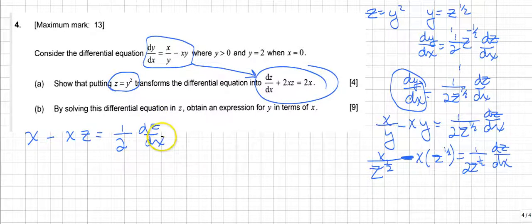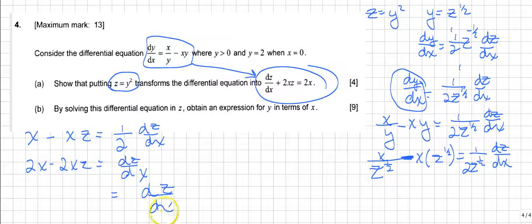And lastly, I'm going to multiply through by 2 and get 2x minus 2xz equals dz dx. And I pretty much have what they wanted me to get, except I have to rearrange it. So I'll leave the dz dx on the right-hand side, and I'll add over the minus 2xz, makes it plus 2xz equals 2x. And then I could just flip the whole thing and get what they want. So that part is done.